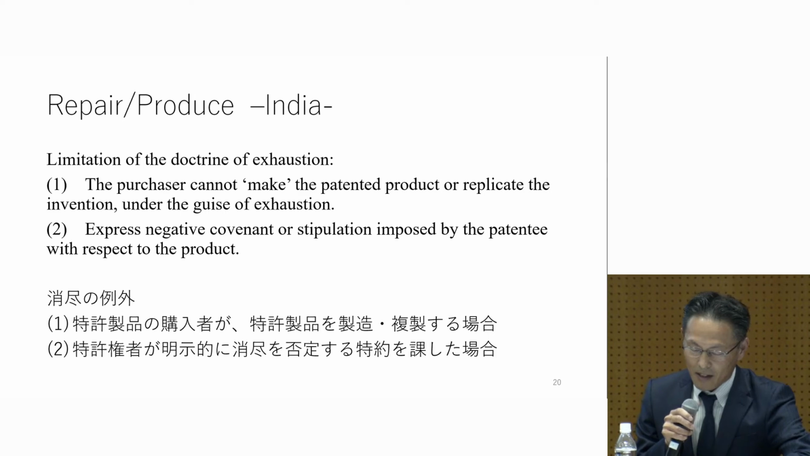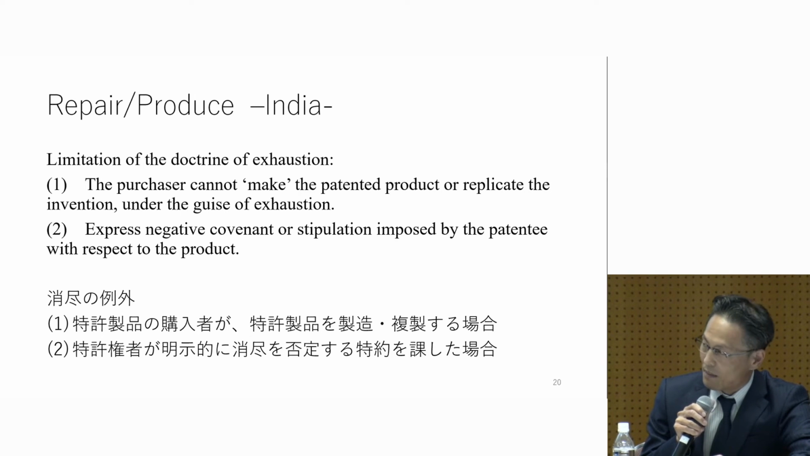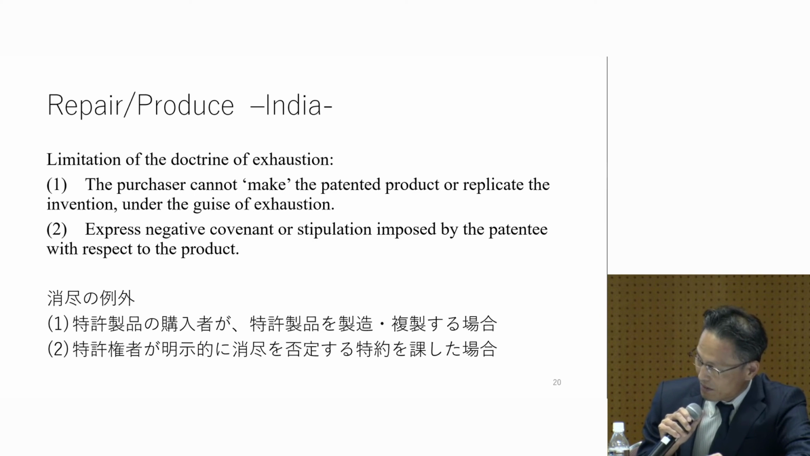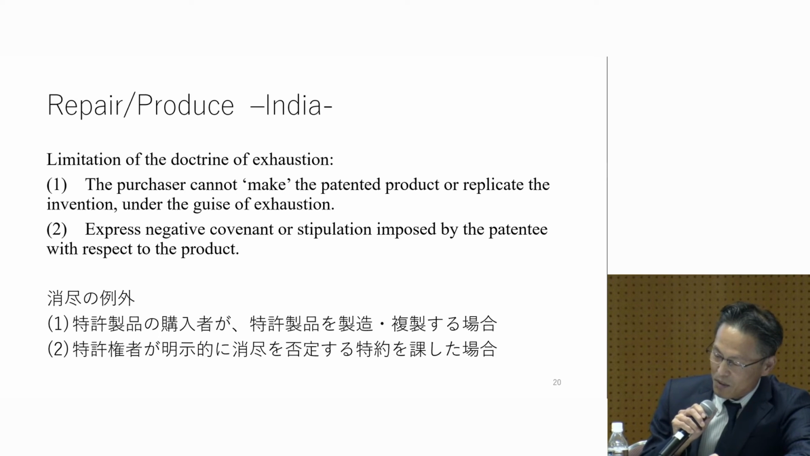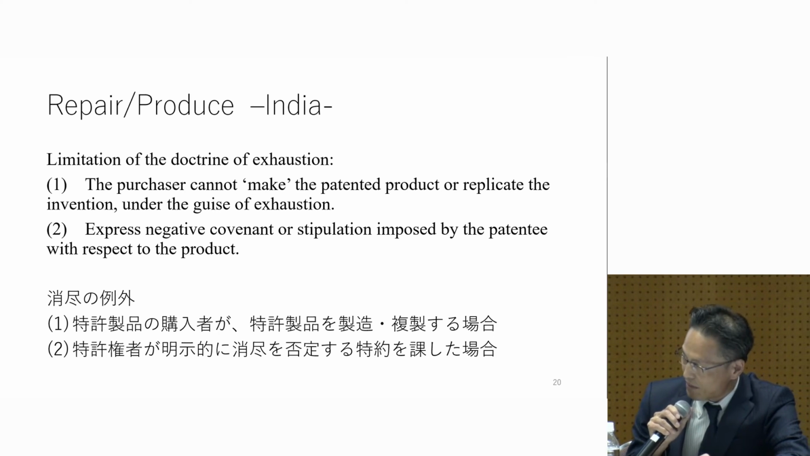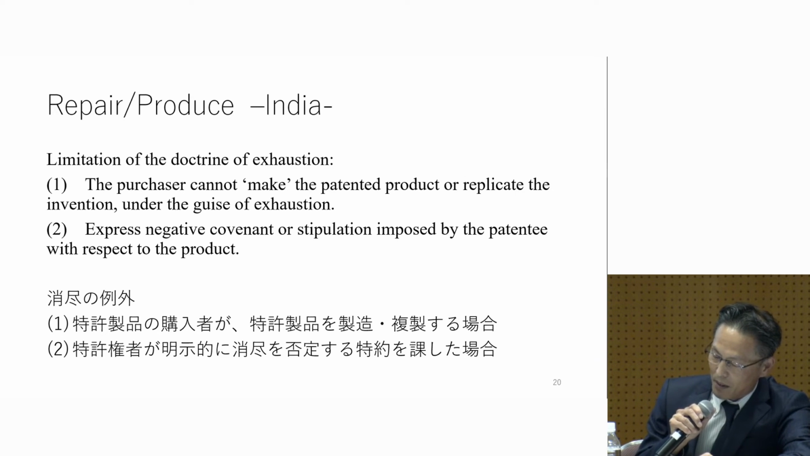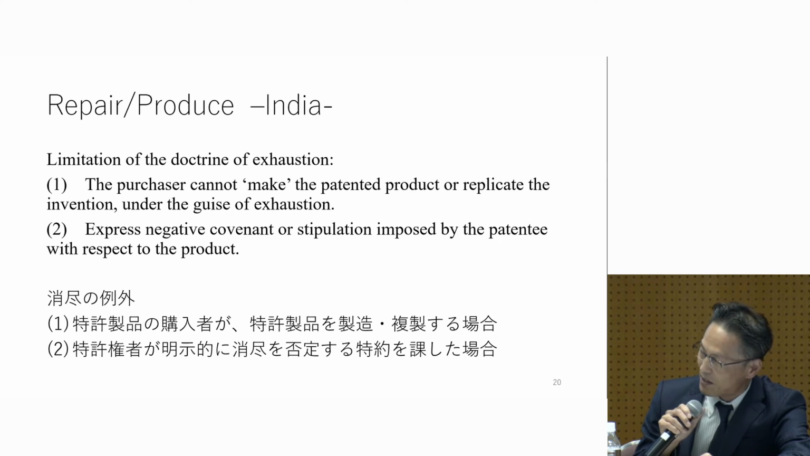In India, I recognize that the patentee can prevent the doctrine of exhaustion in case the patentee imposes an express negative covenant or stipulation with respect to the product. So in this mock trial case, if the patentee imposes an express prohibition of reuse of the quad tube, can the patentee prevent the direct purchaser of the roll of paper from refurbishment or replacement? That is my number one question.